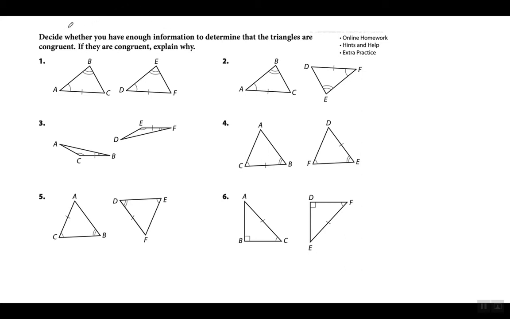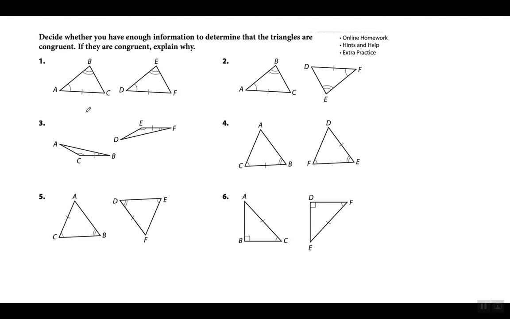It says, decide whether you have enough information to determine that the triangles are congruent. If they are congruent, explain why. Tenemos que determinar si hay suficiente información para determinar si los triángulos son congruentes. Si dicen que sí son congruentes, tienen que explicar por qué. So look at number one.